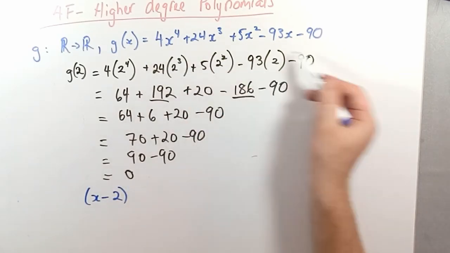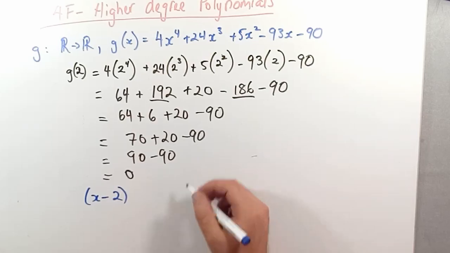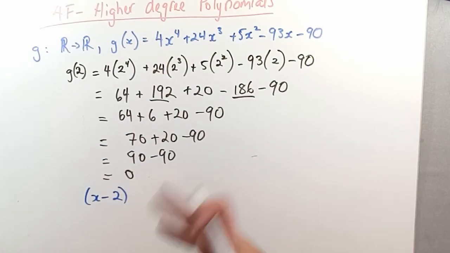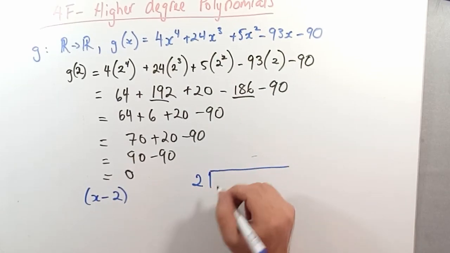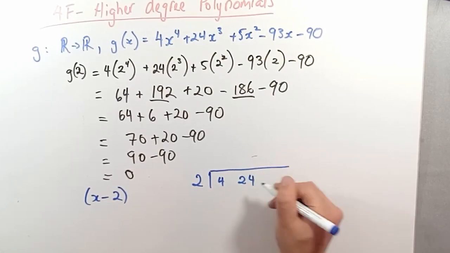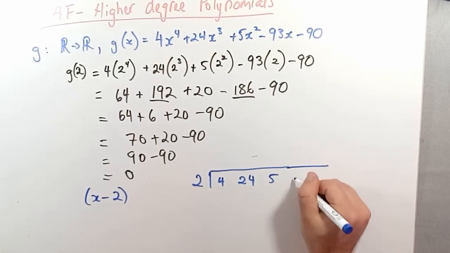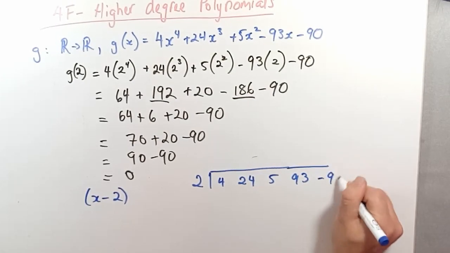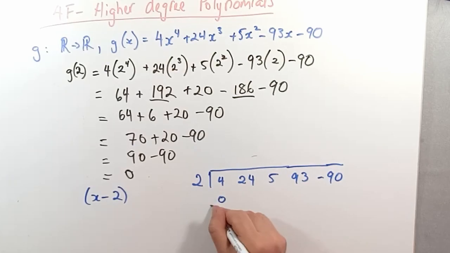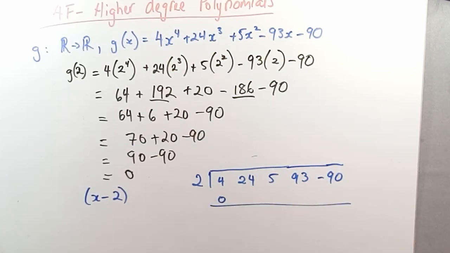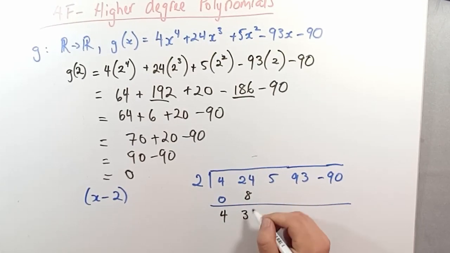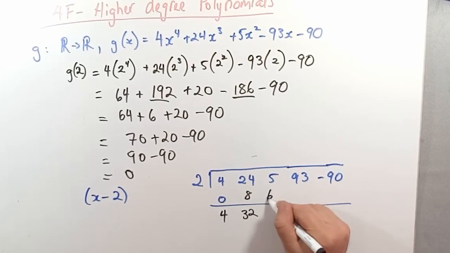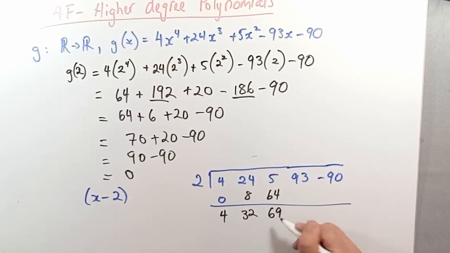Now I could try and go for another factor, but this is pretty long, and I know synthetic division is really quick, so it might be easier if I get it down to the cubic. Okay, so let's get it down to the cubic. So 4, 24, 5, minus 93, minus 90. Put a 0 here. Let's add it up. So 4 plus 0 is 4. 4 twos are 8. 8 plus 24 is 32. 32 times 2 is 64. 5 plus 64 is 69.